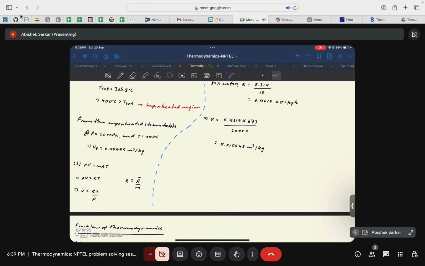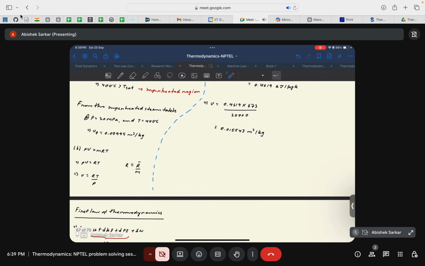But the thing that you should try out is the part that Professor Anand discusses about comparing these values by finding this specific volume from the compressibility chart. So that's an exercise that you can try out. I have left it for you.